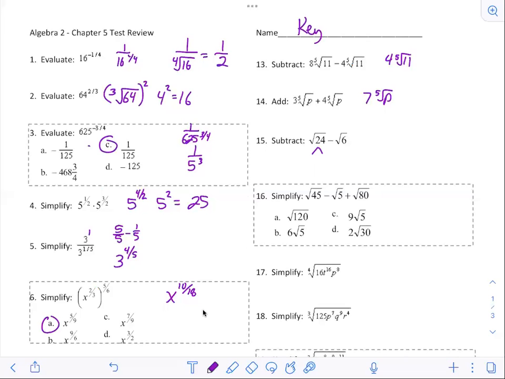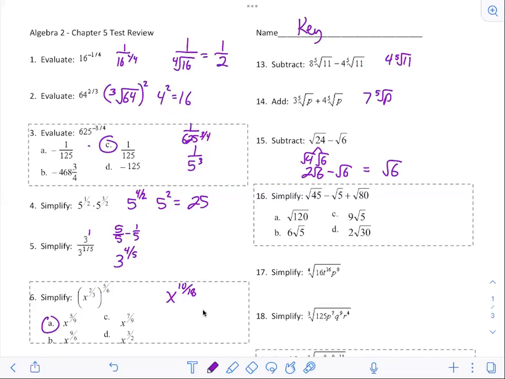Before we can subtract this one, we have to reduce it. So the square root of 24 becomes 2 square root 6. So that is going to break down to the square root of 6.